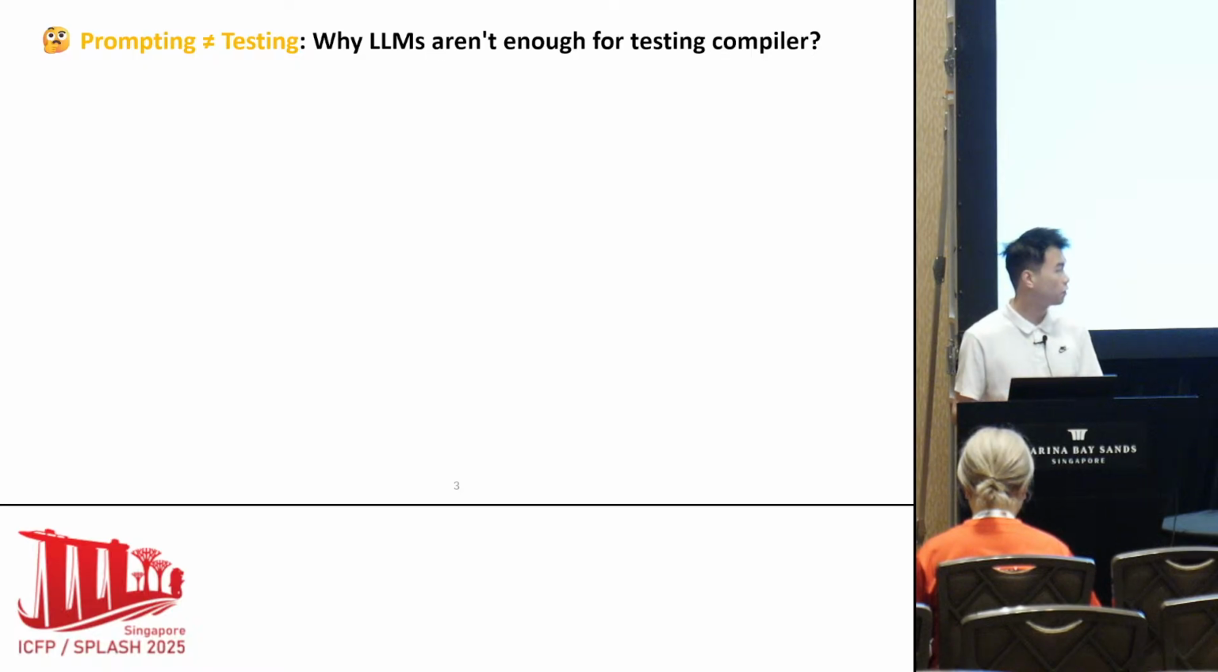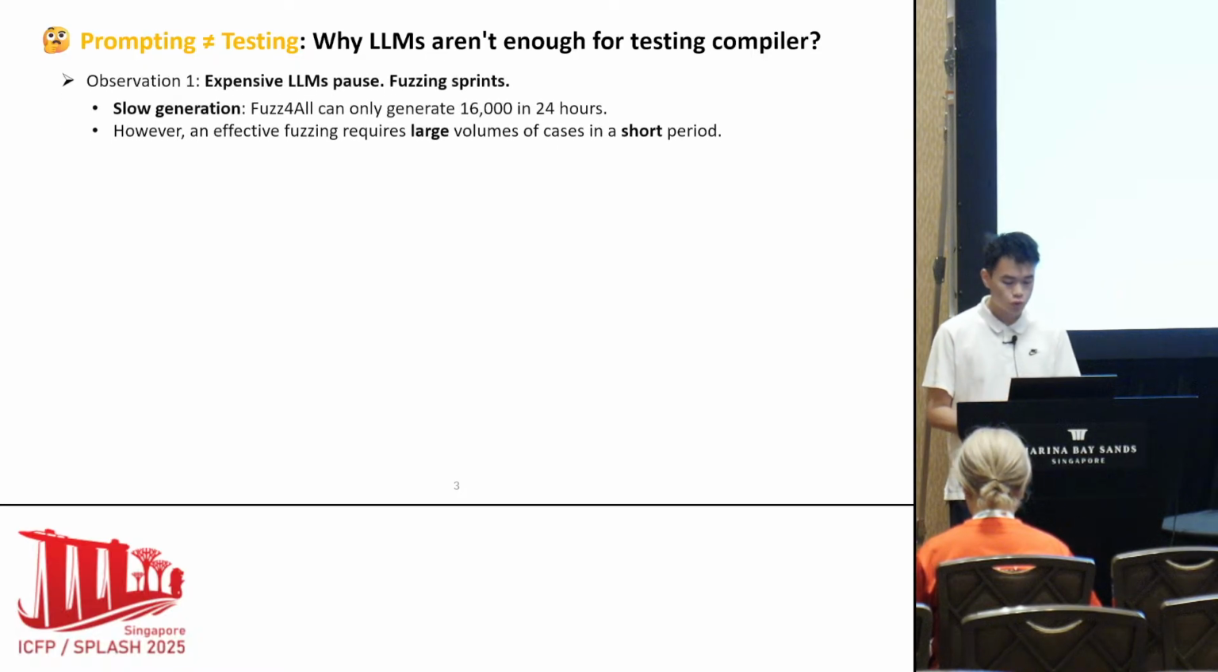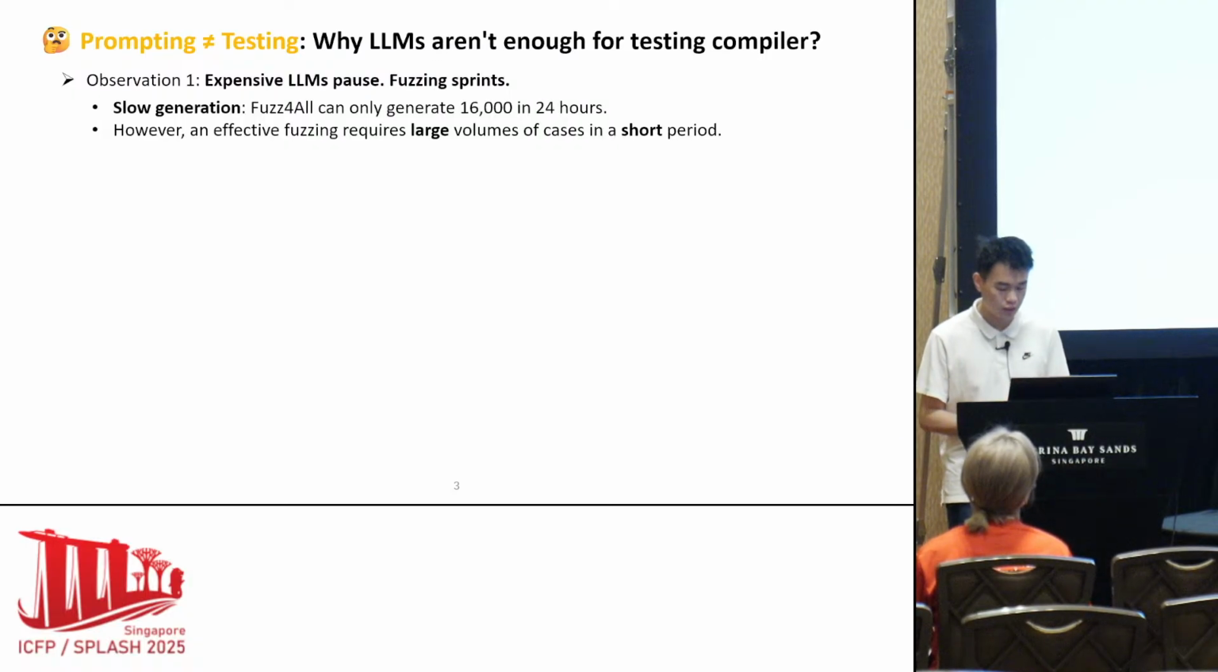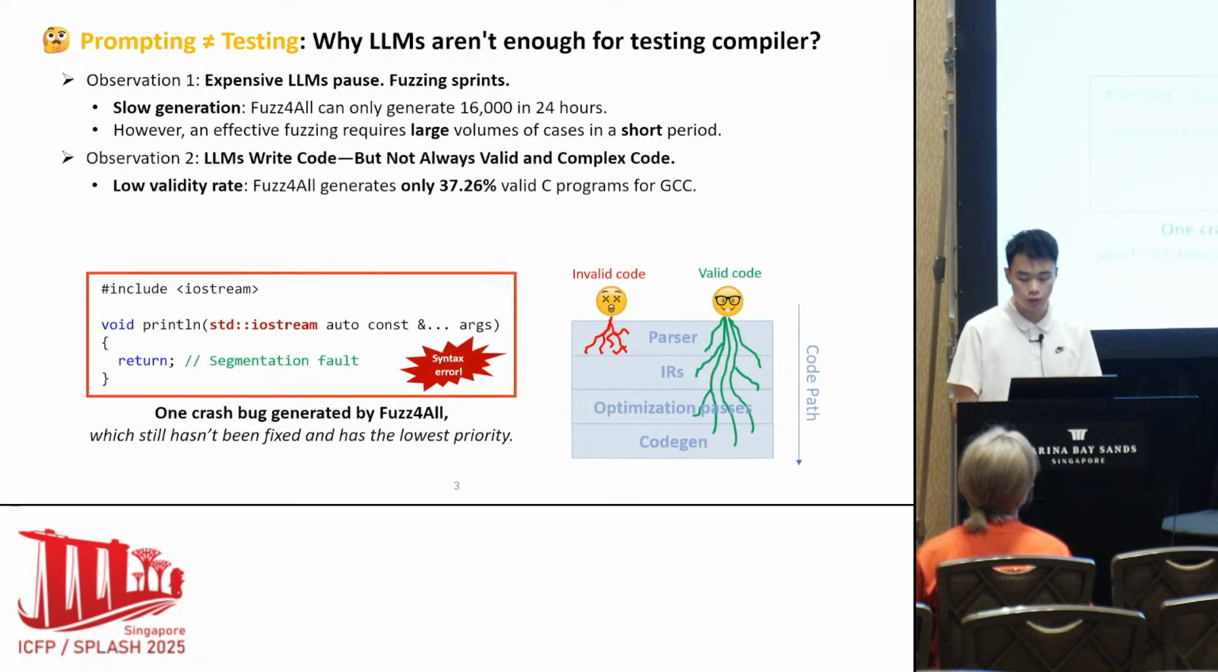So why aren't they enough for compiler testing? First, LMs are too slow. Tools like FastForward can only generate about 16,000 programs today, while traditional fuzzers can easily produce millions in one day, making large-scale fuzzing extremely inefficient. Second, the generated code is often too invalid or too simple. For example, FastForward's valid rate is only about 37%, and many samples either fail to compile or crash right away, like the buggy example shown here. Invalid programs get rejected early and rarely reach deeper compiler paths like optimizations or code generation.